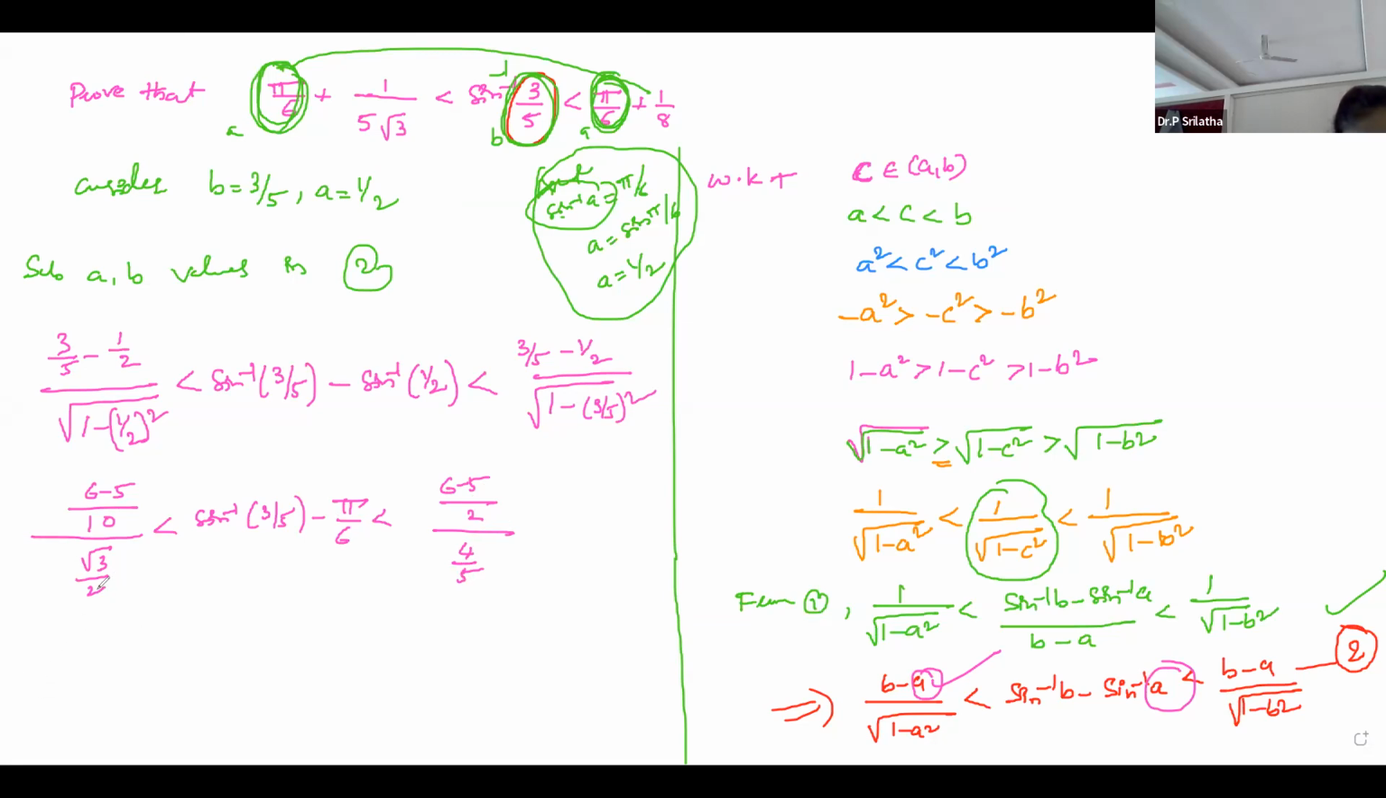after simplification, so this is 5, 9, right? So this is 1 by 5 root 3. 5 into root 3 is less than sine inverse 3 by 5 minus 5 by 6 is less than. So what about this value? This is 1 by 8.